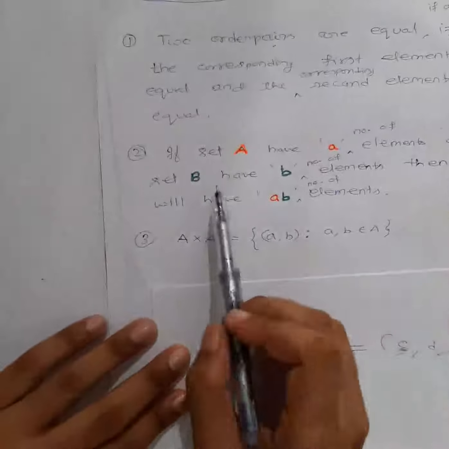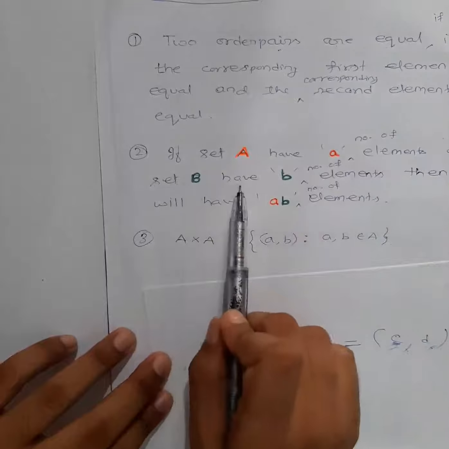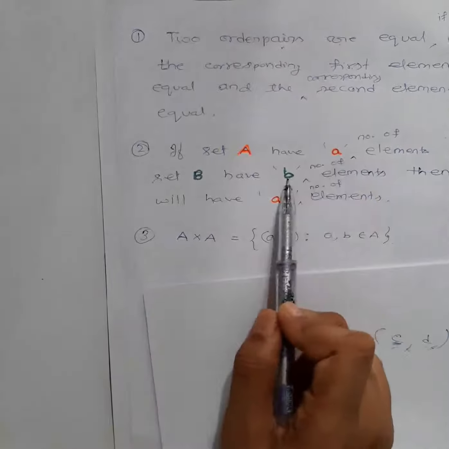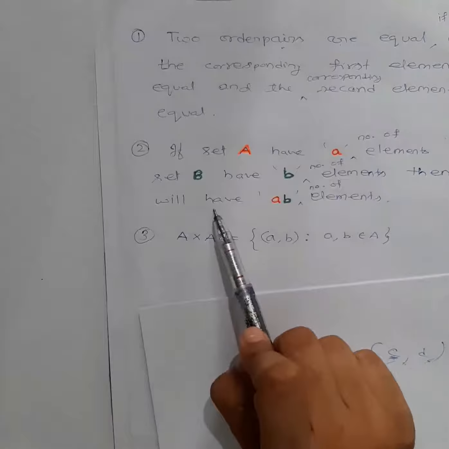Second, if set A has a number of elements and set B has b number of elements, whatever this is, suppose this is 3, whatever it is, then A cross B will have how many elements?